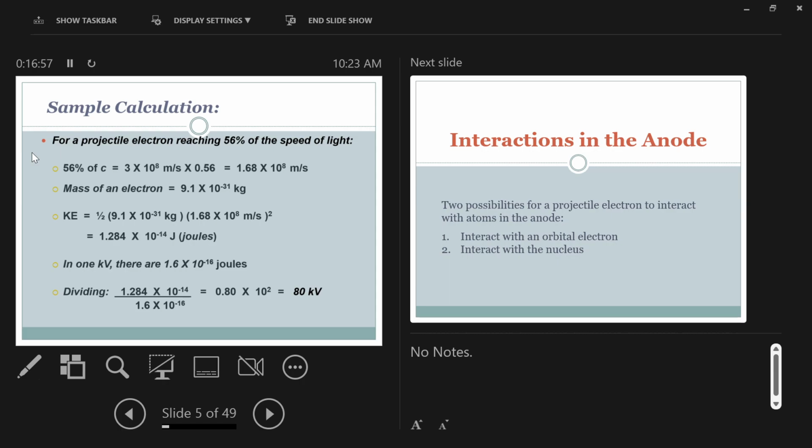How much bigger is 10 to the negative 14 than 10 to the negative 16? Ignore everything else for right now. Just 2 decimal points. What's 2 decimal points worth? 100, right? Each decimal point is worth 10, and 10 times 10 is 100. So this number here is 100 times bigger than that number, meaning we have more than 1 kV's worth of energy. We know just looking at it, without doing any calculation, that we've got more than 1 kV's worth of energy, okay?